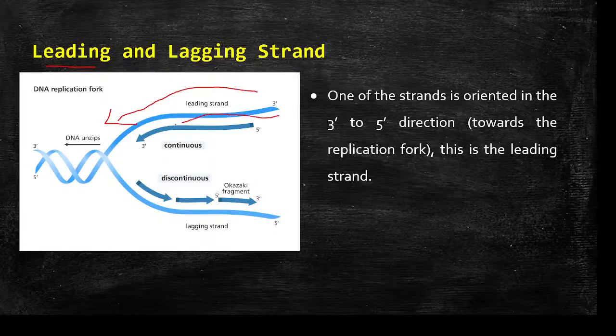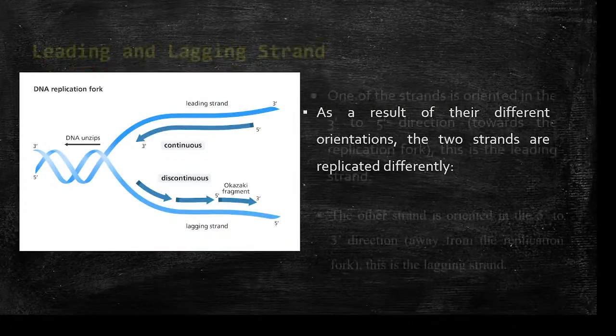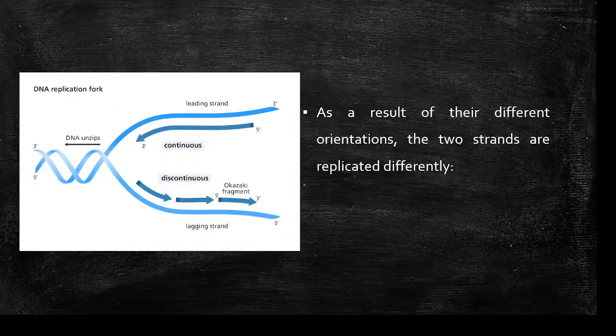Here you look at this. This strand is 3' to 5'. The other strand is oriented in the 5' to 3' direction towards the replication fork. So the 3' to 5' oriented strand is called the leading strand, and the 5' to 3' oriented strand is known as the lagging strand. These two strands undergo replication in a different manner. Because of their different orientation, the two strands replicate differently.